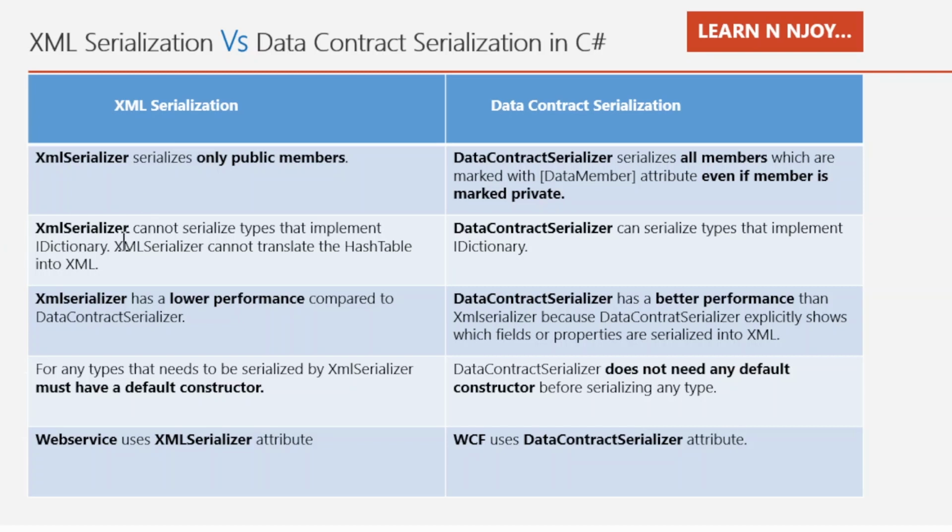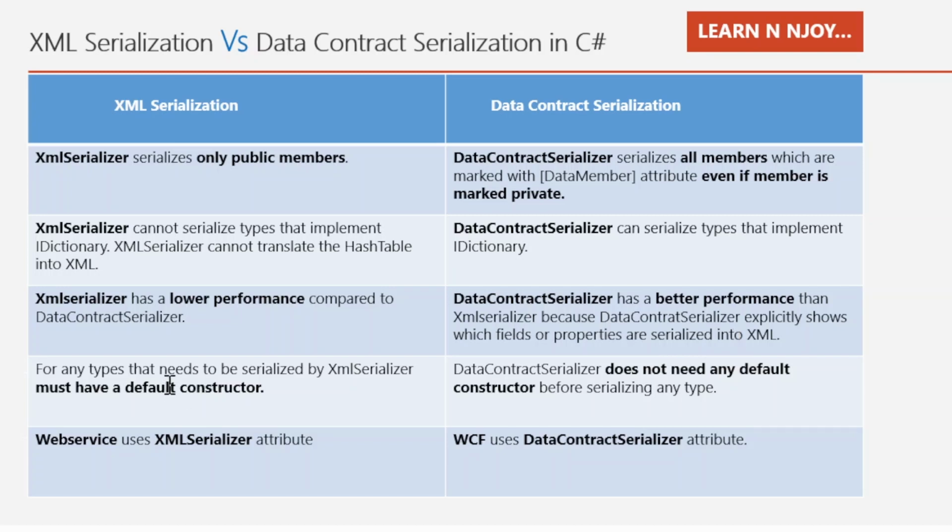Number 2, XmlSerializer cannot serialize types that implement IDictionary. Also, XmlSerializer cannot translate a hashtable into XML. On the other hand, DataContractSerializer can serialize types that implement IDictionary. Number 3, XmlSerializer has lower performance compared to DataContractSerializer. DataContractSerializer has better performance because it explicitly shows which fields or properties are serialized into XML.